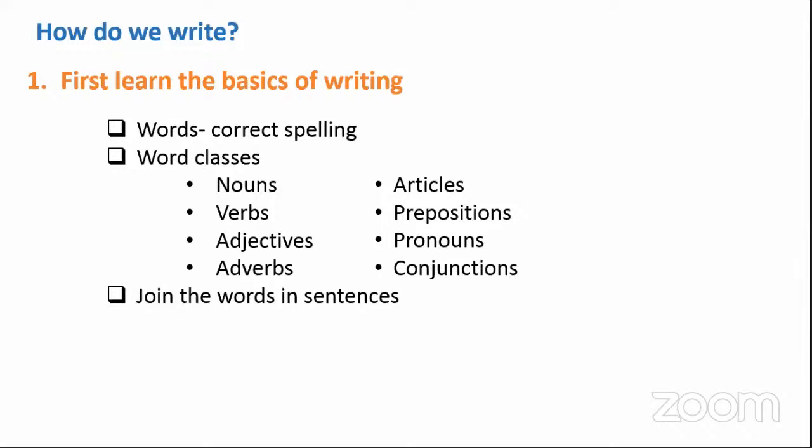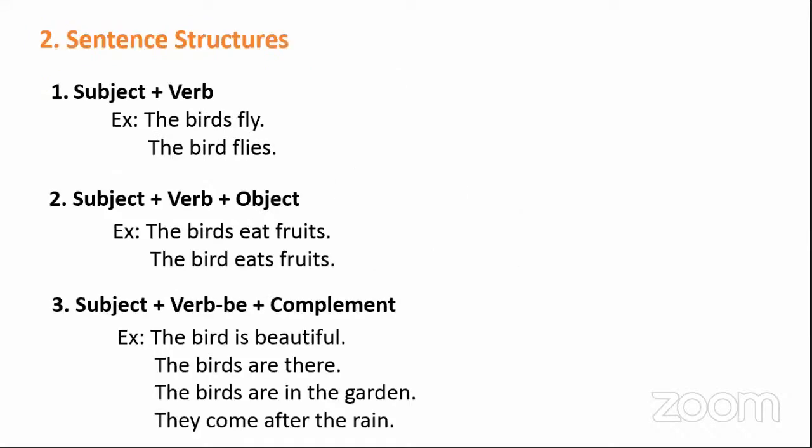So using these, so the words belong to these word classes, we can join them to make sentences. So we will first learn how to make sentences before starting writing paragraphs. I think then you will get a clear idea about writing a paragraph clearly. So we have simple sentence patterns, or we call them structures.